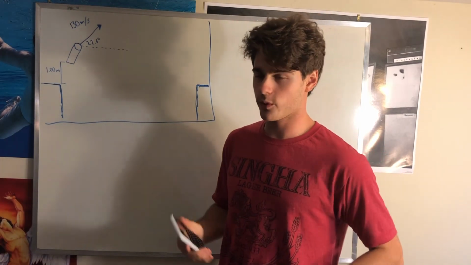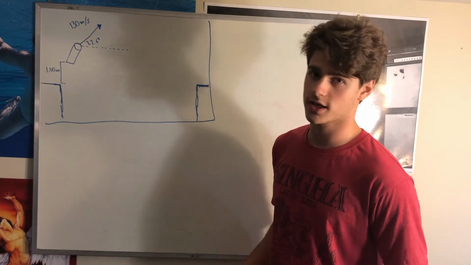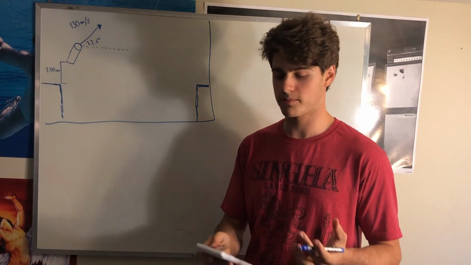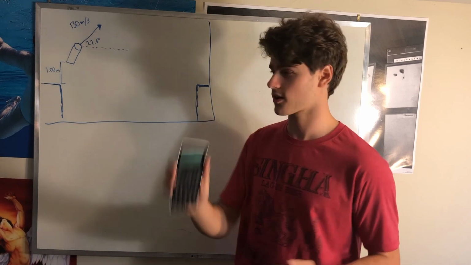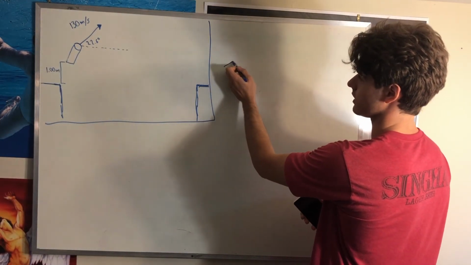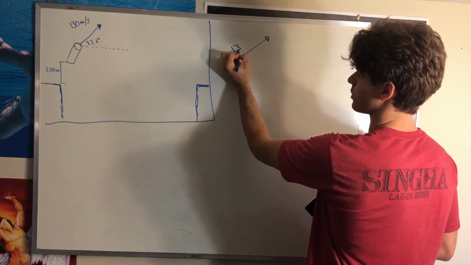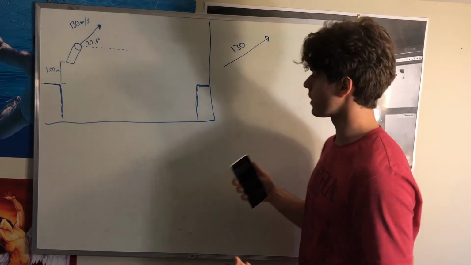Alright, so for part A, we are asked to find the horizontal and vertical components of the initial velocity. So to do this, we're just going to use our basic cos and sine functions on our calculator. So let me just extend that for a bit. We have a vector of 130. We'll forget about units for now. We'll just care about the number 130.